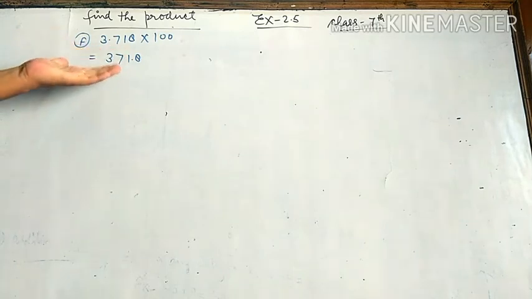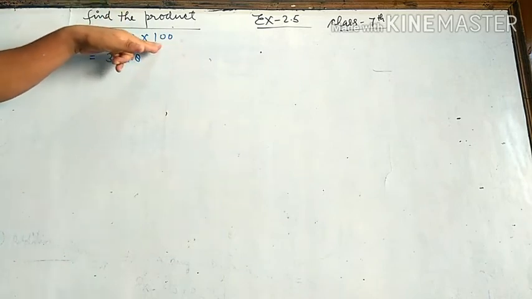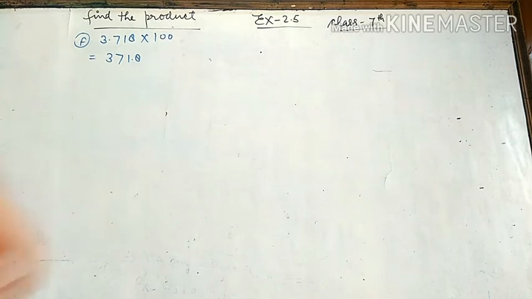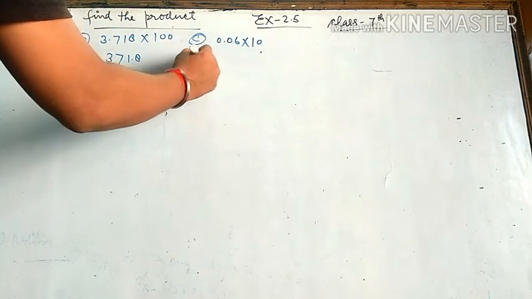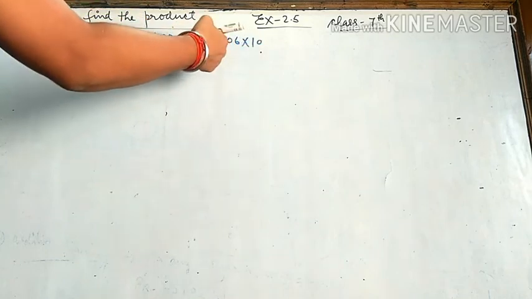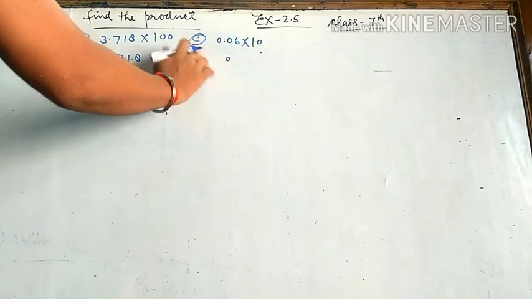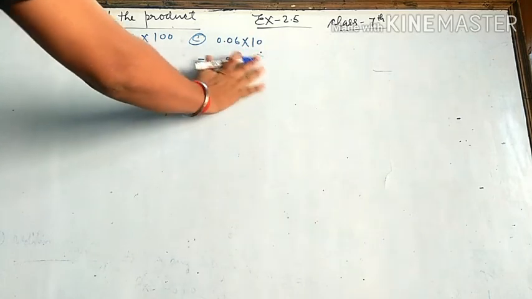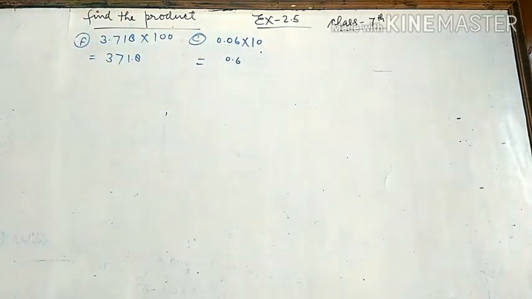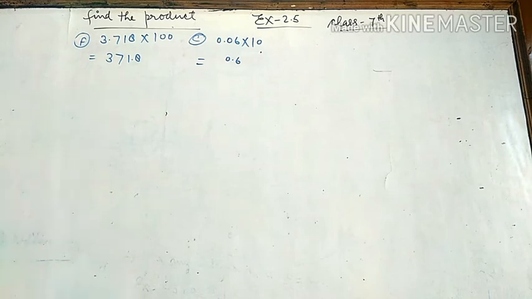One thing is important to remember: shift the decimal to the right according to the zeros. How many zeros do you have? You just shift the decimal that many places. Suppose we take the example of C: 0.06 multiplied by 10. There is 1 zero, so shift the decimal one place. Our answer is only 0.6, because we shifted the decimal one place.